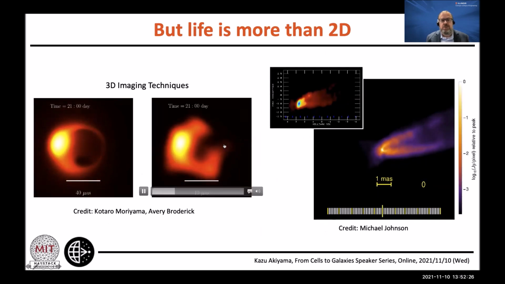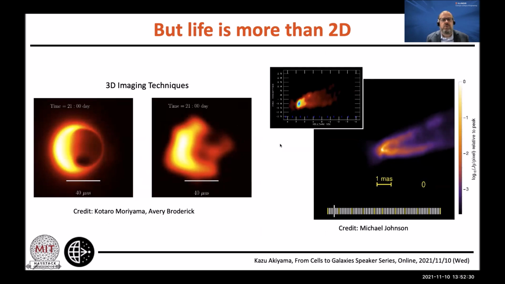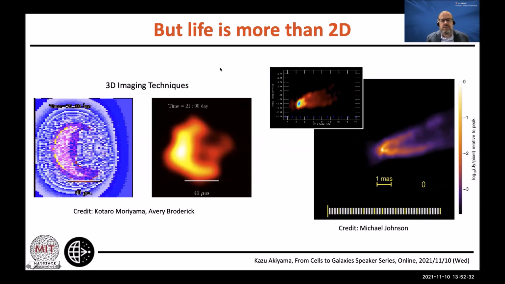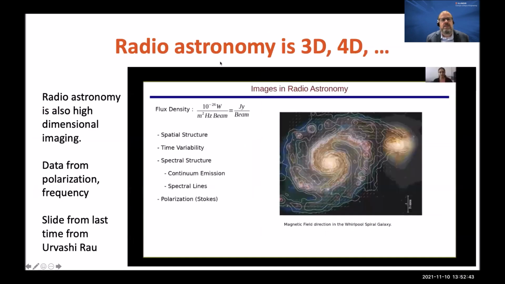But life is more than 2D, okay? So we have dynamics, we have other things that we want to see. We may have spectroscopy, as we mentioned. We may have polarity, we may have other components that we want to pull out of data. So just sampling K-space is not enough.